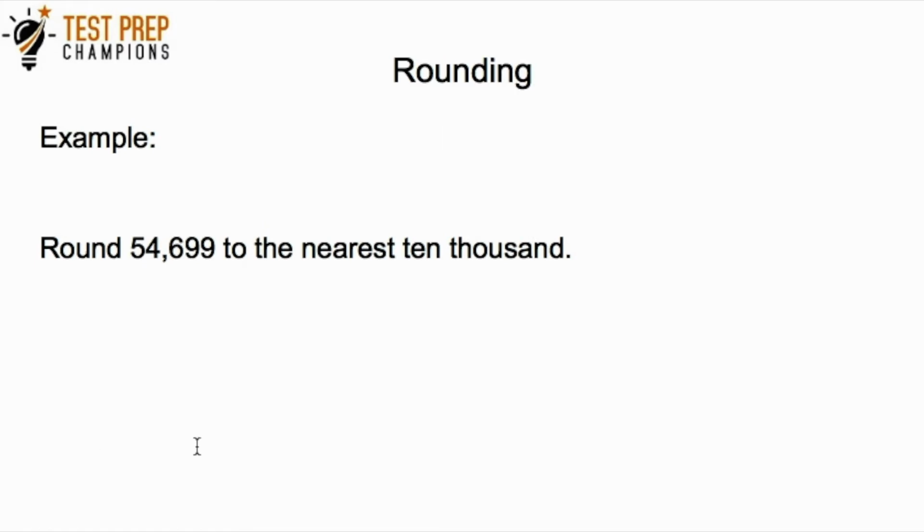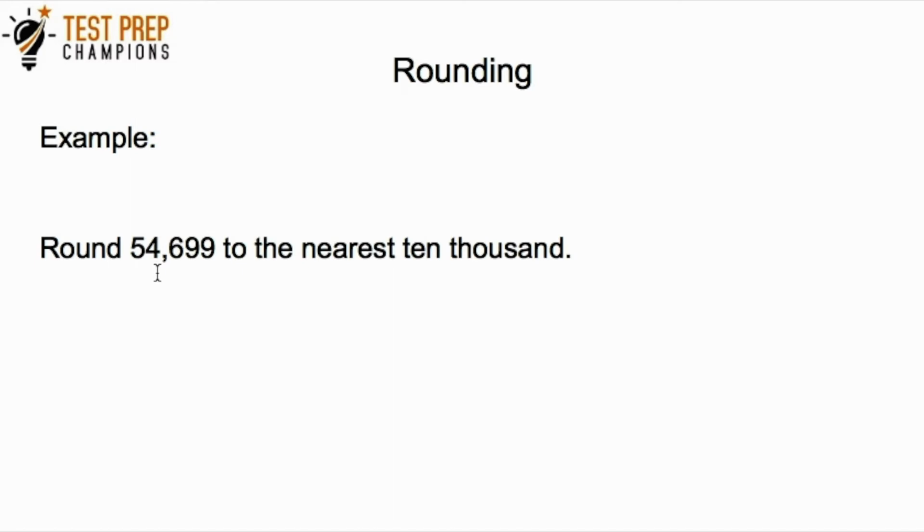Okay, another example here. So round 54,699 to the nearest 10,000. So in this case, we're going to find the 10,000s place to start off with, right? So we go ones, tens, hundreds, thousands, 10,000s. So we want to zero in on this 5. Now look directly to the right of it, and that's a 4.